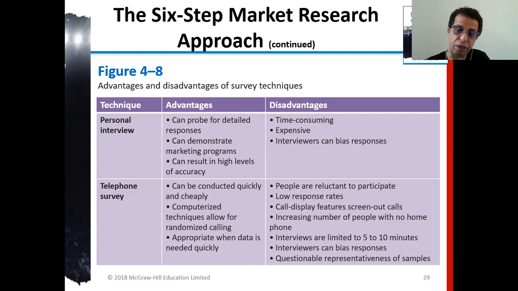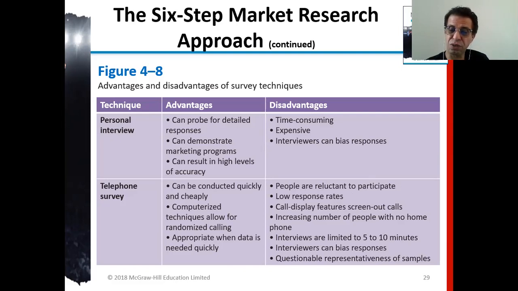In the telephone surveys, as we said, the advantages are that they can be conducted quickly and cheaply. Computerized techniques allow for randomized calling and random calls, so non-probability sampling. And it's appropriate when data is needed quickly. But the bad side of it is people are reluctant to participate. You're calling somebody, you ask them some personal information, they wouldn't answer you on the phone. So there is a very low response rate.